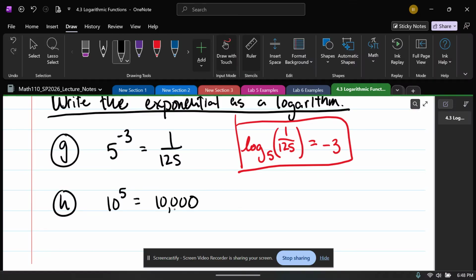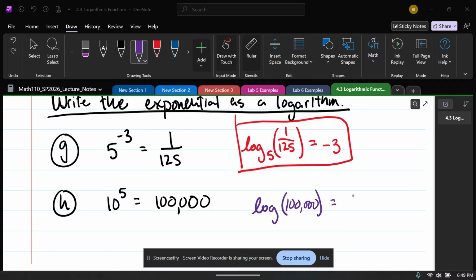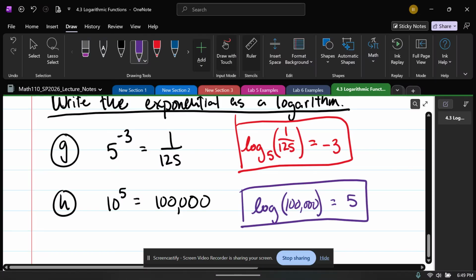Put the comma in the wrong spot. 10 to the 5th is equal to 100,000. So if I'm going to rewrite this in logarithmic form, that base is what? 10. But I don't need to write the 10. I can, but I don't have to. It's understood to be there.